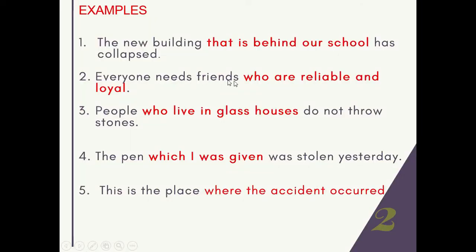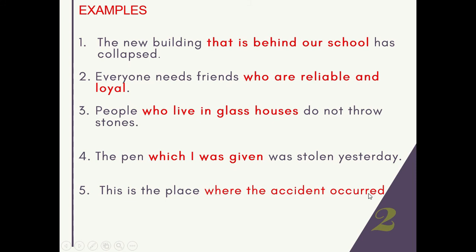Okay, let's go back again. Everyone needs friends. I said at that point that you could actually replace the relativizer, the introducer. You can say everyone needs friends that are reliable. I can say the new building which is behind. You can see that the introducers can be used interchangeably here. The people that live, the pen that I was given, and I can also remove them. The people in glass houses do not throw stones. The pen I was given was stolen yesterday. This is the place the accident occurred.